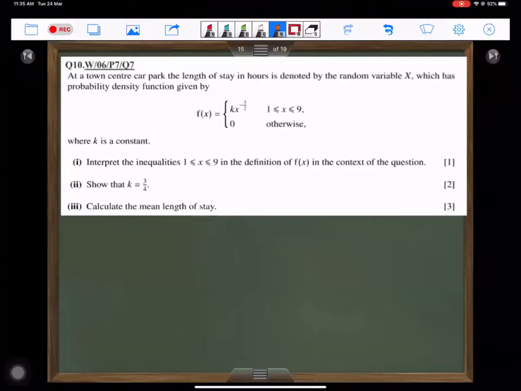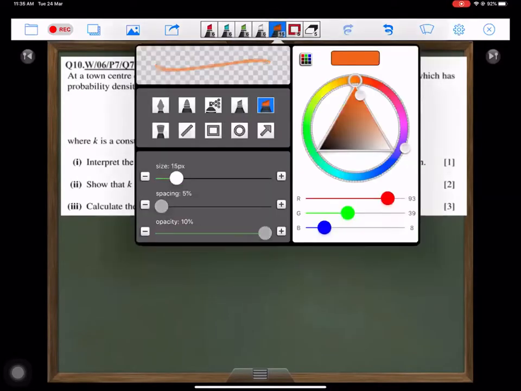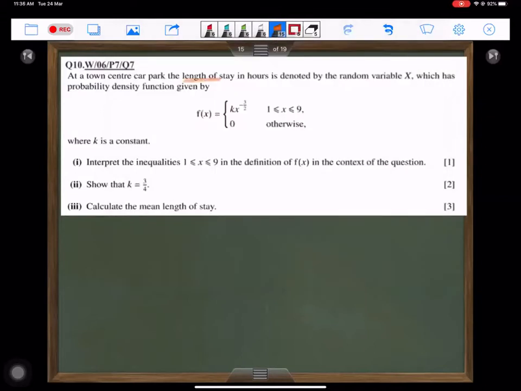At a town center car park, it's a mall, shopping center, the length of stay in hours is denoted by the random variable x, which has a PDF given by such and such. Length of stay in hours, I'm underlining it. The range is 1 ≤ x ≤ 9.